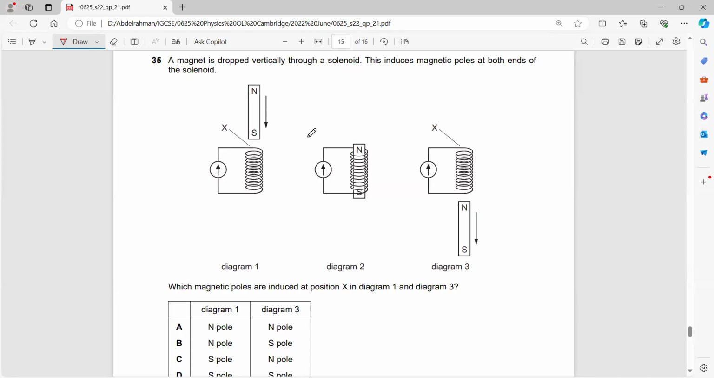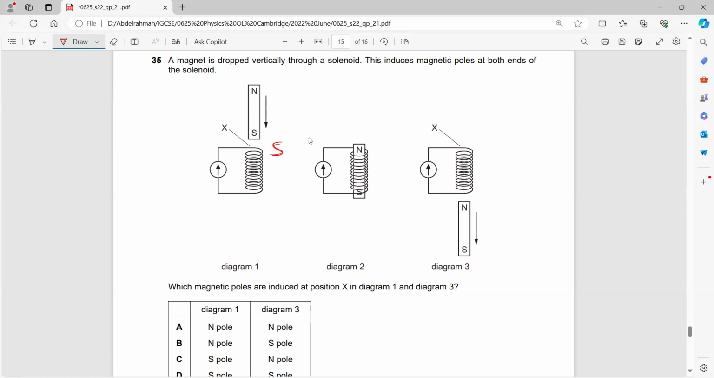Which magnetic poles are induced at position X in diagram 1 and diagram 3? One is moving into the coil. What happens, repulsion or attraction? While moving into the coil, it would be repulsion. And when you leave, it's attraction.